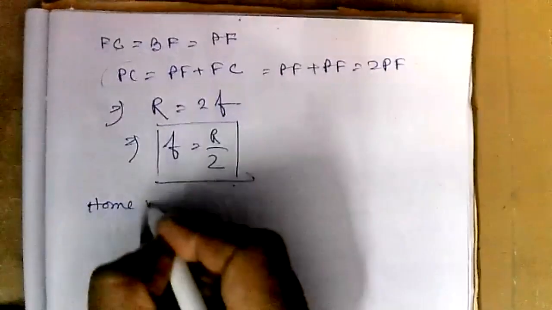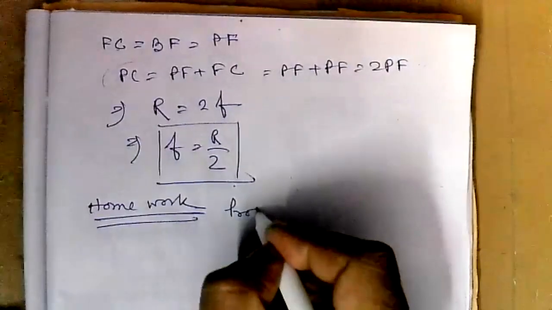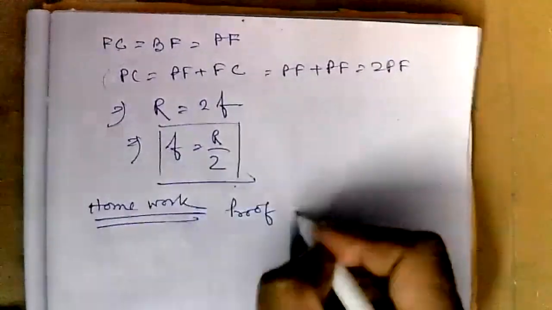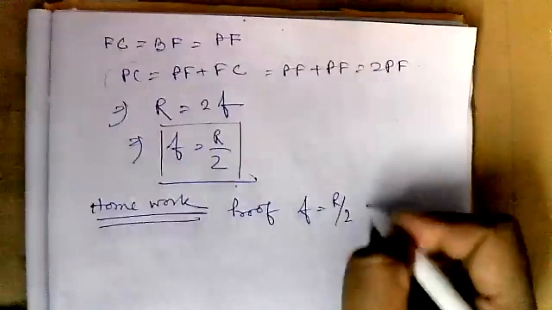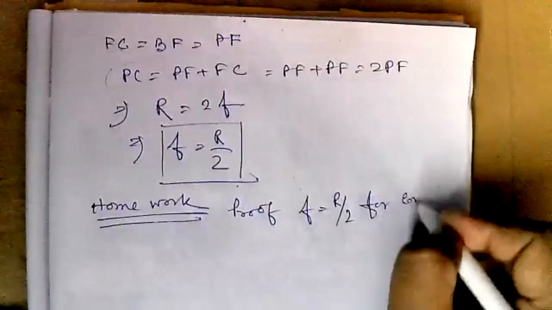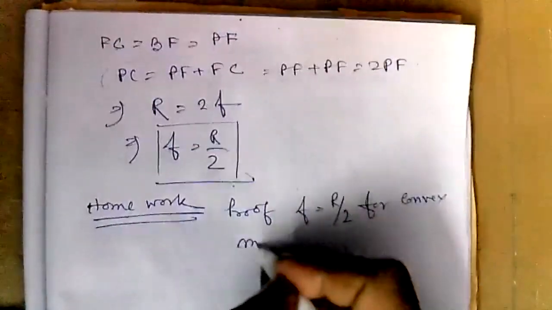Homework. Prove F equals R by 2 for the convex mirror.